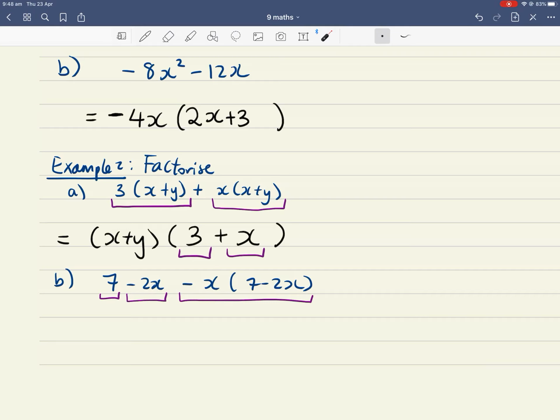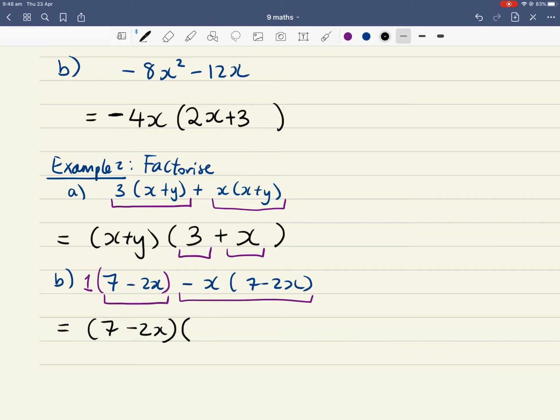Now, the trick here for this question is that rather than considering 7 minus 2x as 2 separate terms, technically, if I consider 1 lot of 7 minus 2x in brackets, that is 1 term. And then if you compare the first term with the second term, they both have bracket 7 minus 2x in common. So we could pull out the common factor of bracket 7 minus 2x because that's in common between the 2 terms. Once you pull out the highest common factor, you go bracket, bracket.